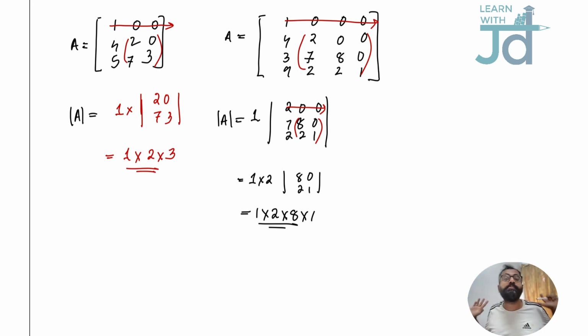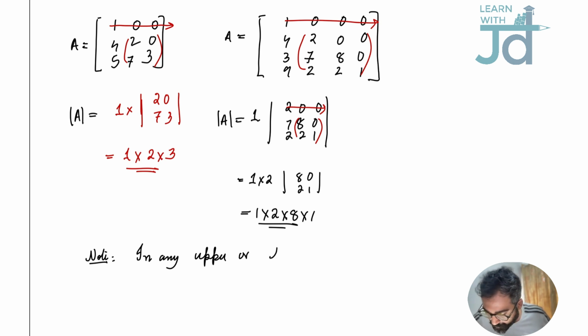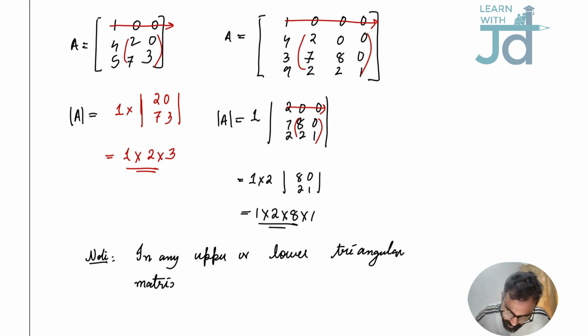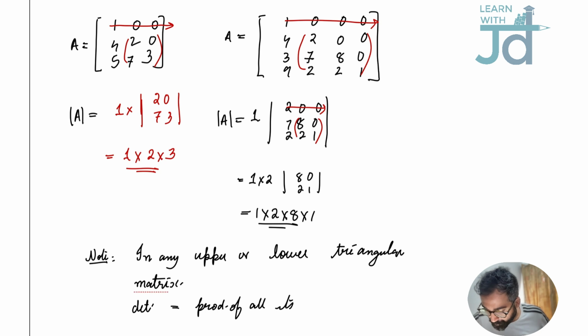लाइन में पूरा प्रोडक्ट ऑफ डायगोनल एलिमेंट्स ले लेना. Okay, so I am just writing that point. In any upper or lower triangular matrix, determinant is equal to the product of all its principal diagonal elements. Principal diagonal वही diagonal जो है, principal diagonal बोलते हैं इसको, diagonal भी बोलते हैं, principal diagonal elements. Very important point.